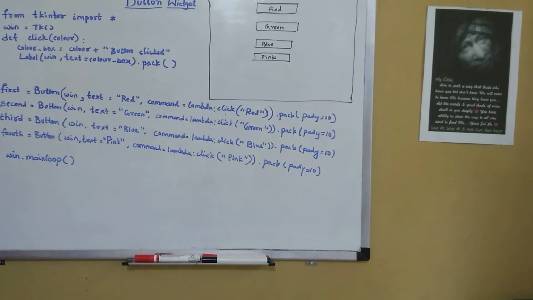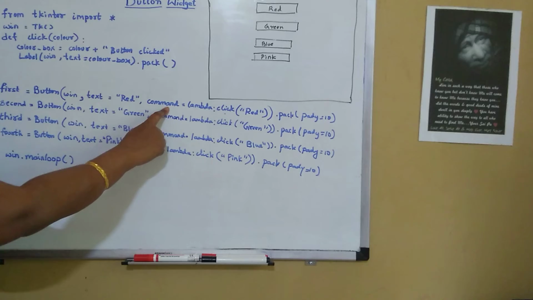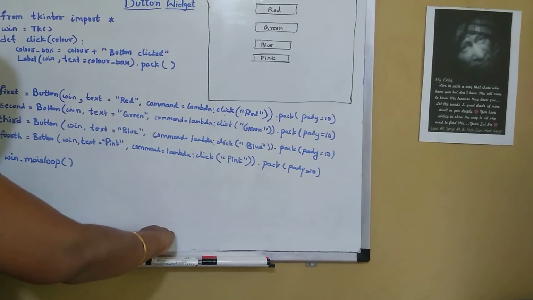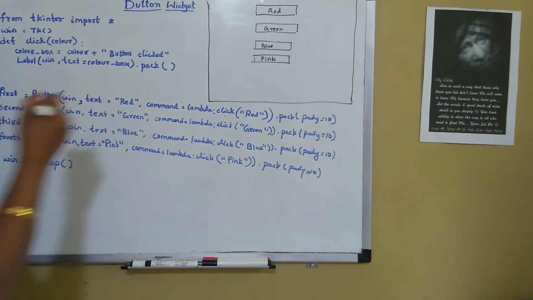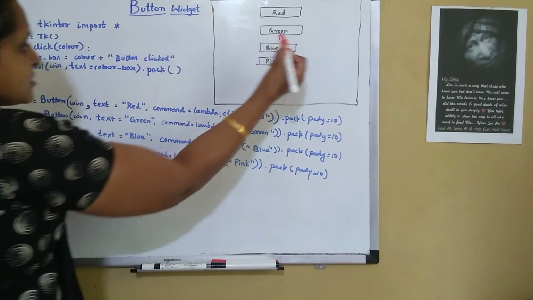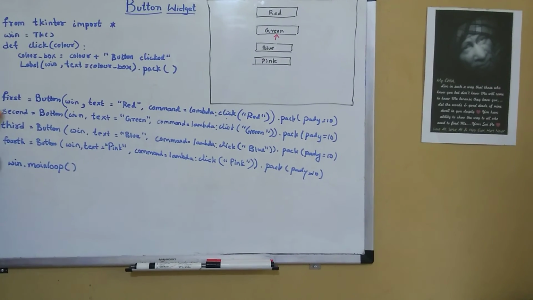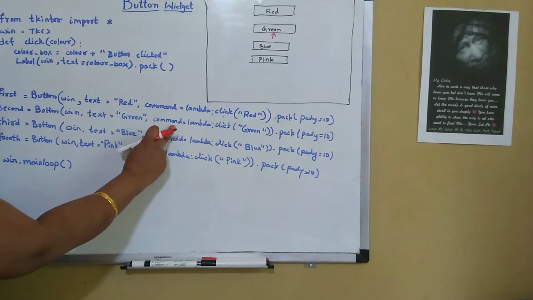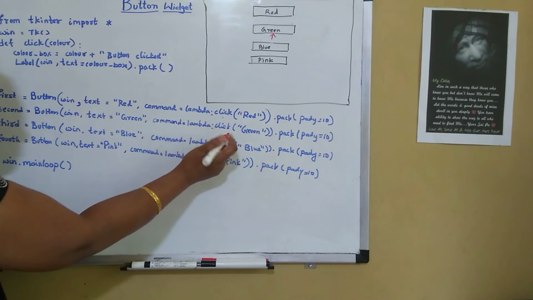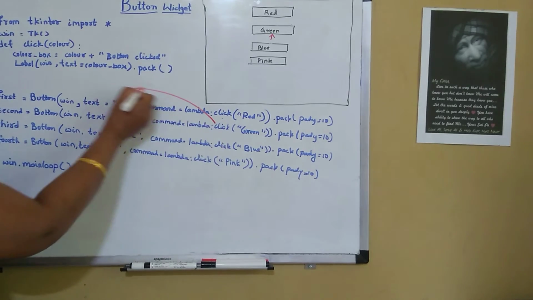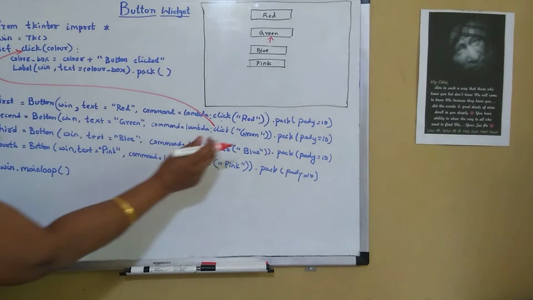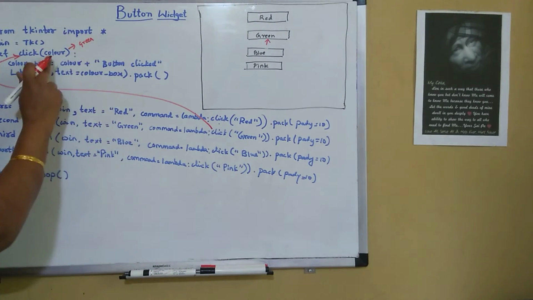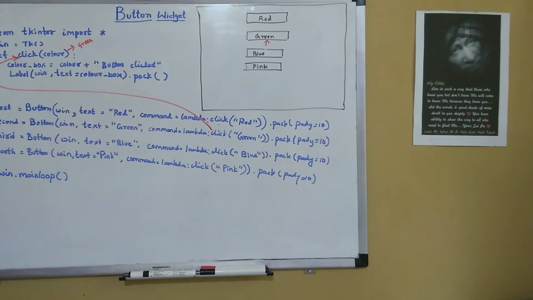And now this command will get executed when we click the button. So when I click on the green button, I am clicking on the second button which is green. This command gets executed and it will call the click function. The click function gets called and the argument is green. So color will have the value equal to green.